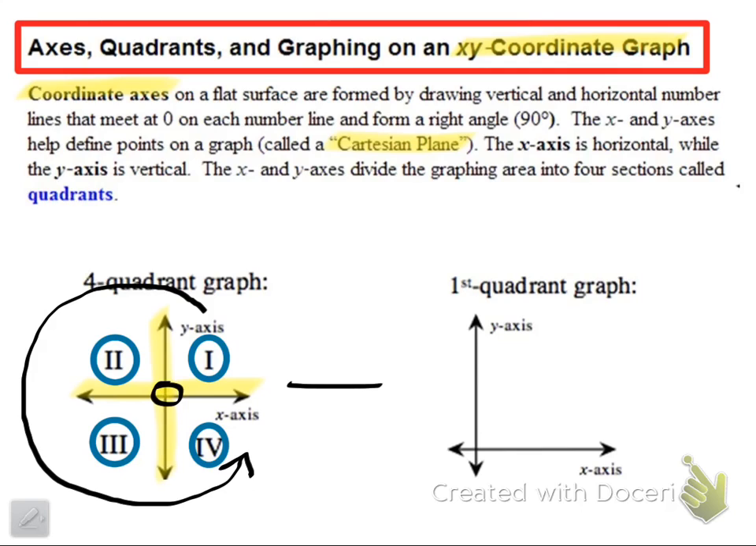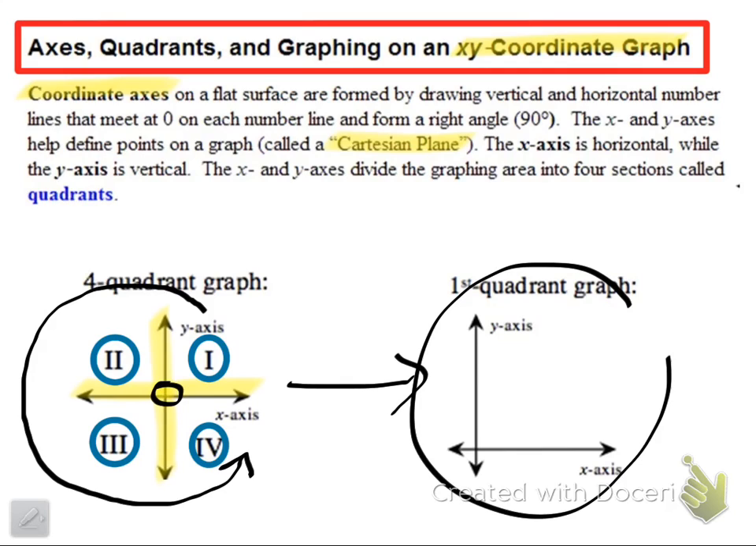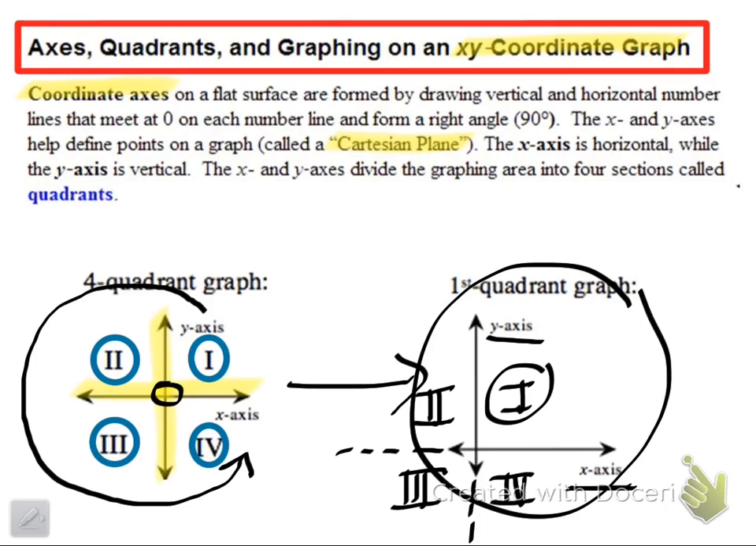If we were just graphing in the first quadrant, this is what our graph would look like. Again, the x and y axes stay the same, and then we know that this graph continues down here, and this would be our second quadrant, our third quadrant, and our fourth quadrant. And then again, this is our first quadrant.